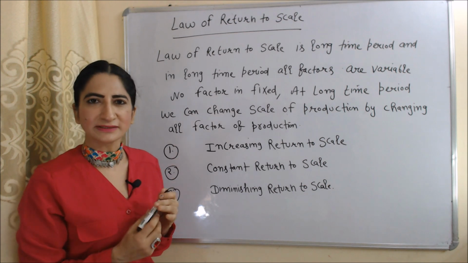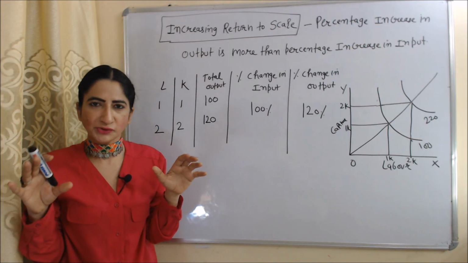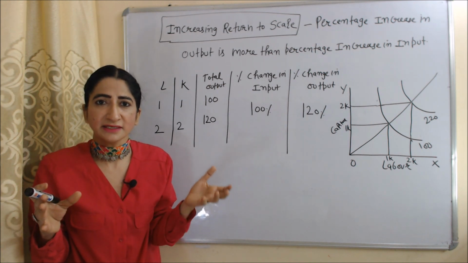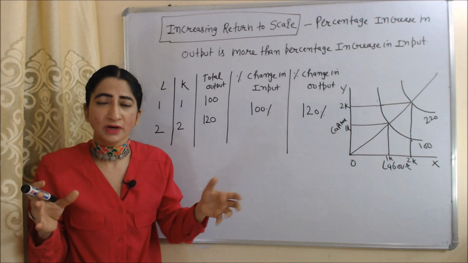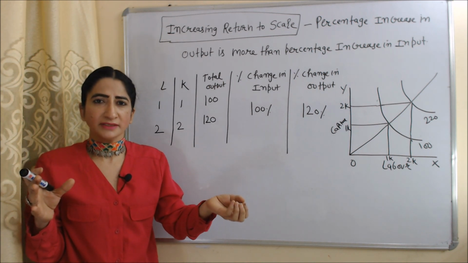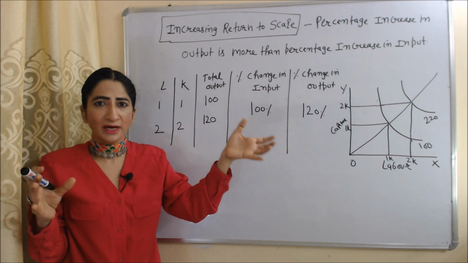One by one we discuss each. First of all, we are going to talk about increasing return to scale. Increasing return to scale means the percentage increase in output is more as compared to the percentage increase in input. Means we are receiving more output as compared to the input we are giving.